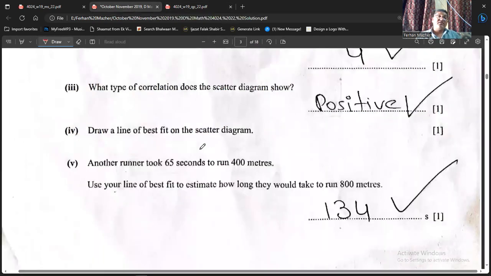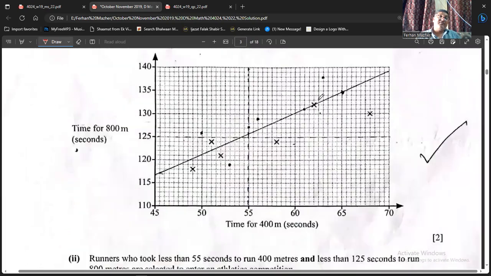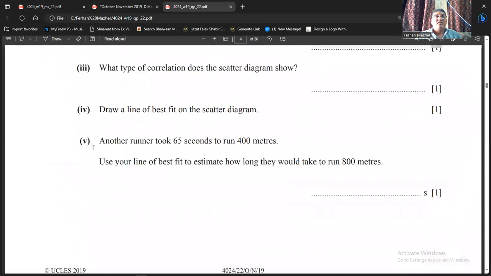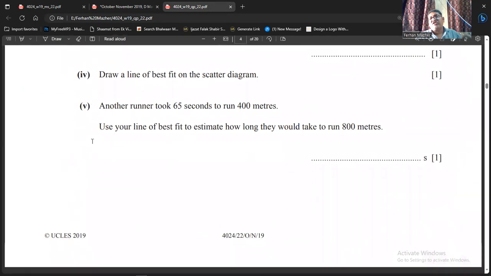So you can see, I have drawn this line, and I've tried to draw the line of the best fit. And when you draw the line of the best fit, you try to keep this in your mind that the number of the points above the line should be equal to the number of the points below the line. It means almost same.